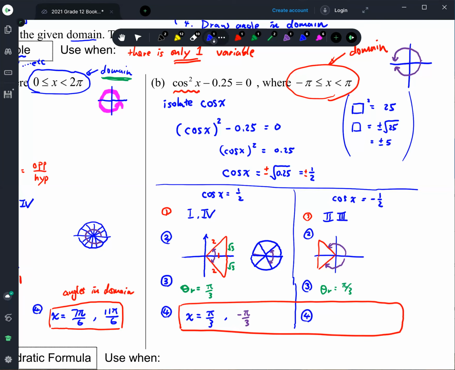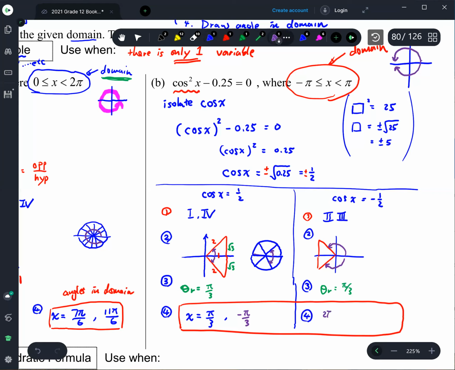Okay, Nick, what's the answer for this one? 2 pi over 3. Yeah, 2 pi over 3. And the other one? Negative 2 pi over 3. Very good. Okay, is there anyone that's confused why we got these 4? Let me know.